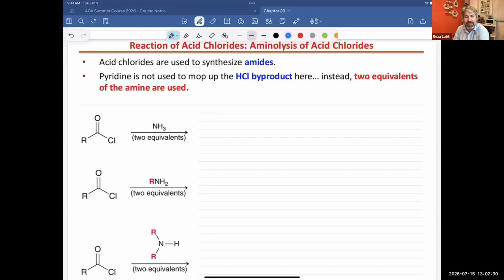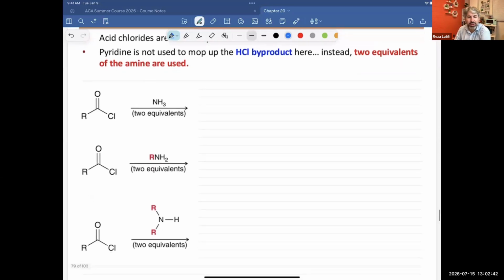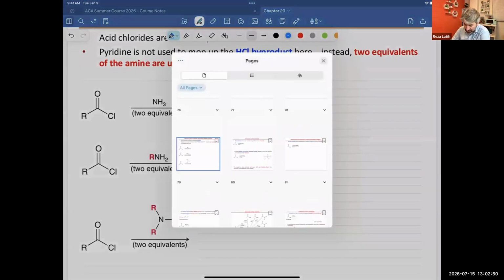We are talking about chemical reactions of acyl chloride. Last lecture, I showed you how to use acyl chloride and turn it into an ester. We're going to practice more chemical reactions in order to create other compounds. Remember, we said acyl chlorides are the most reactive one.